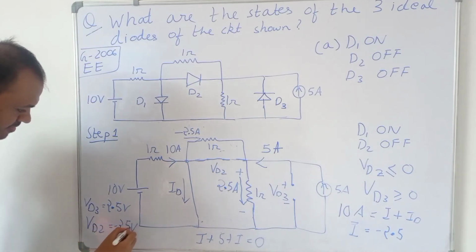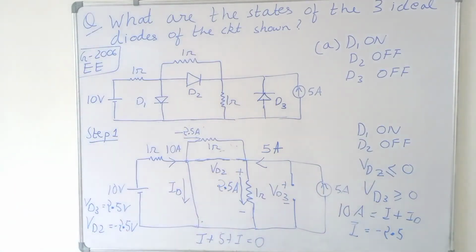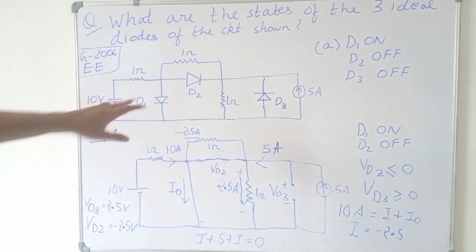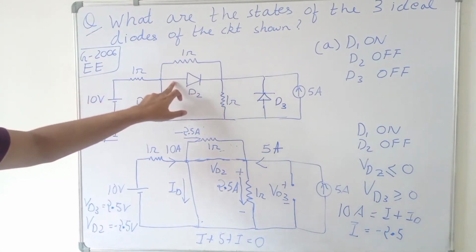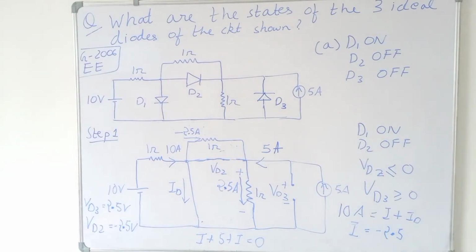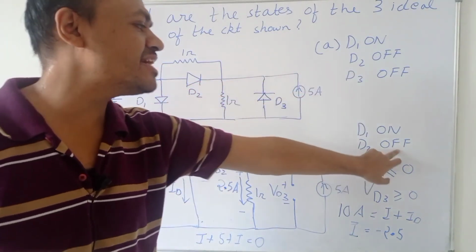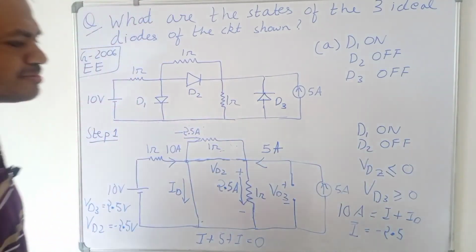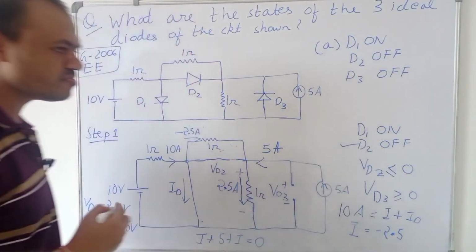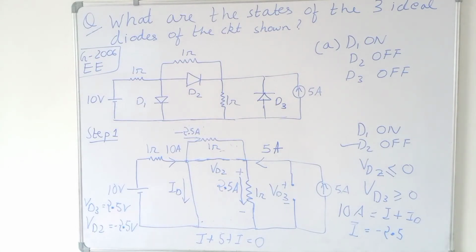So VD2 is negative, that's why the diode is off, because VD2 is negative and the diode is connected from P to N. So the diode is off. We assumed that diode D2 was off, so our assumption for diode D2 is correct. Our assumption for diode D3 is also correct. So our assumptions for two diodes are correct till now.